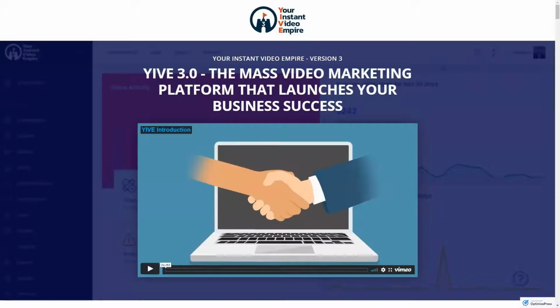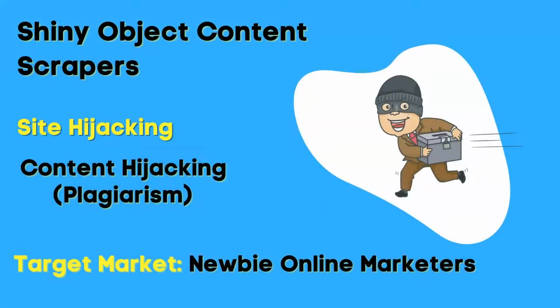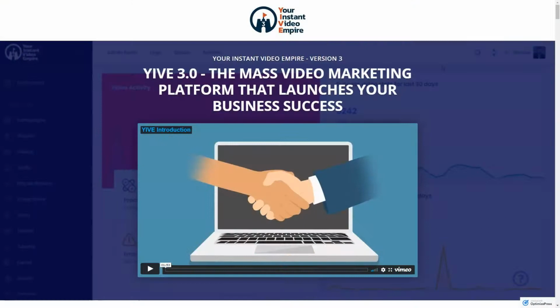On the other hand, here's Yibe 3.0. Your instant video empire. Even the name is filled with hype and emotional triggers. Please understand, this is not a product review. I'm simply showing you an example of a product type, and that type is one that takes a legitimate tool or process and twists it into a manipulative marketing strategy, then sells it to unsuspecting newbie marketers as an essential tool for overnight wealth and success. That's a classic example of a shiny object.